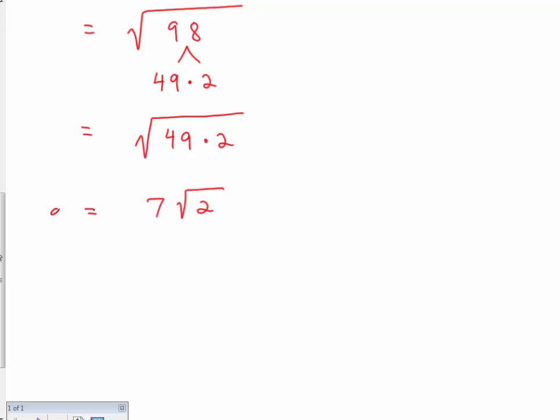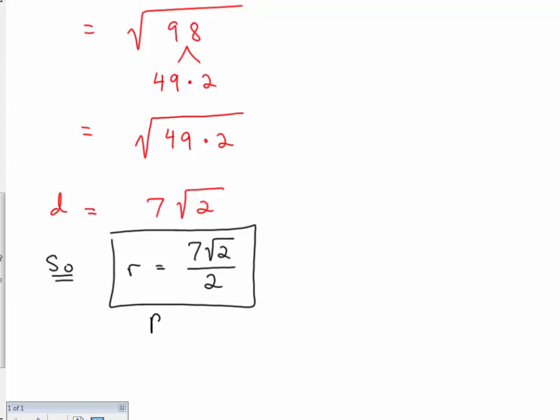Now keep in mind that this was the diameter. What I want is the radius. So the radius would always be half of the diameter. So what I'll do is I'll say 7 square roots of 2 over 2 is my radius. Be careful that you don't cancel the 2's. One is under a square root, the other one is not. So that is the simplest form for your radius and is an exact answer.